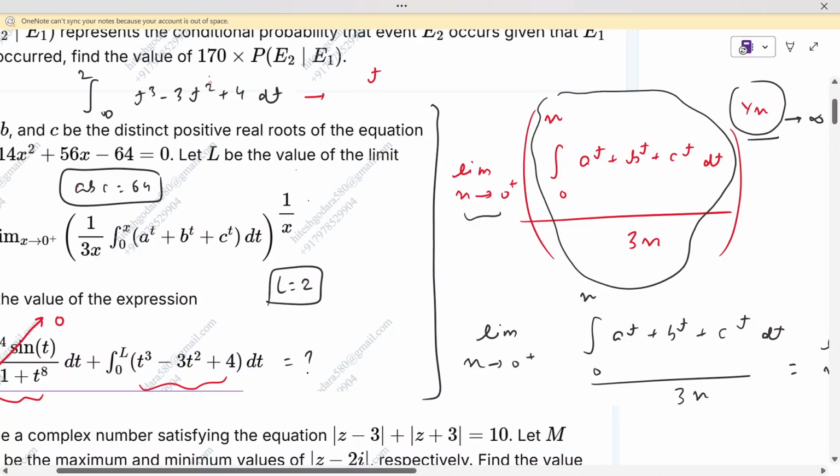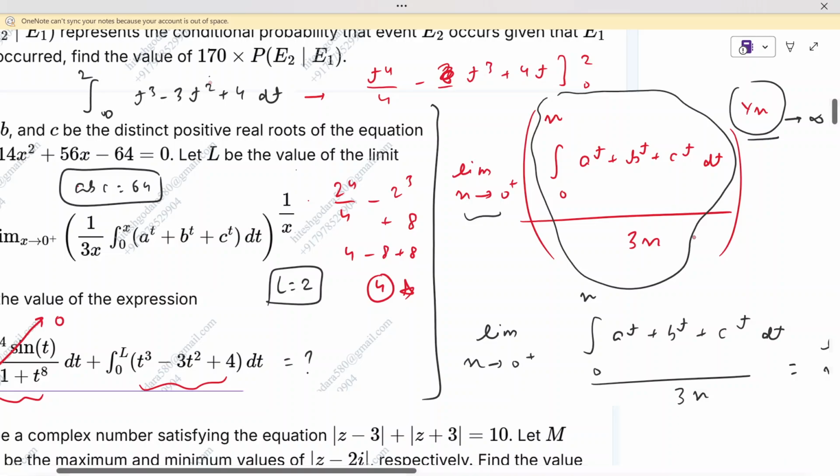Okay. So it is t to the power 4 over 4 minus 3 by, I mean this is t cube, from 0 to 2. So it is t to the power 4 by 4, that is 2 to the power 4 by 4 minus 2 cube plus 4 into that is 8. So it is 2 cube plus 16 by 4, that is 4 again. So 4 minus 8 plus 8. Right. So that's fine. Okay, I guess that is 4, 8 and then. Okay. Fine.